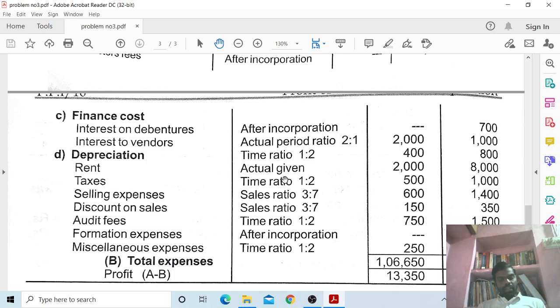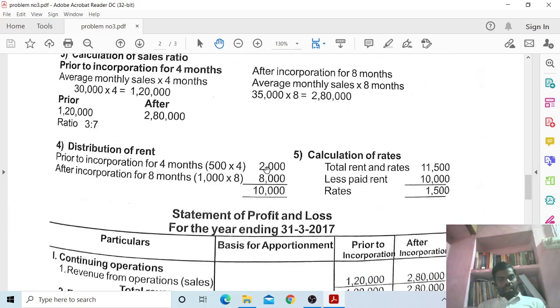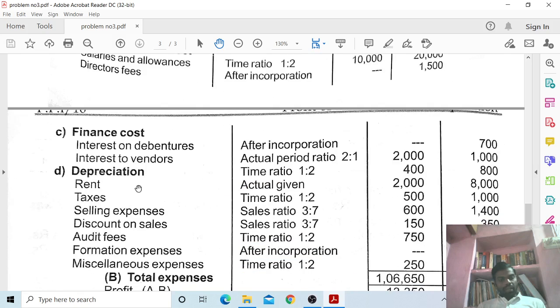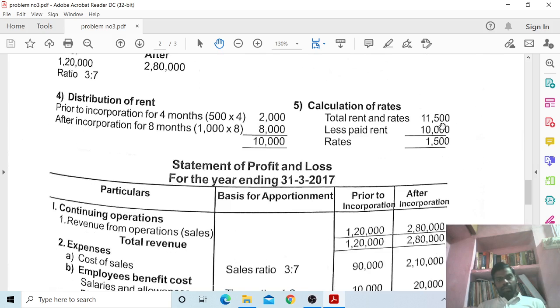Rent actual is given, so prior incorporation period 2,000, after incorporation period 8,000. You have to calculate it from the actual given in the adjustment, 2,000 and 8,000, which we calculated above. Next, taxes also in time ratio 1:2. So 1,500 is available. Here he calculated 1,500.